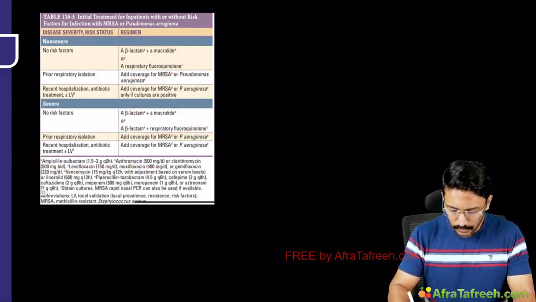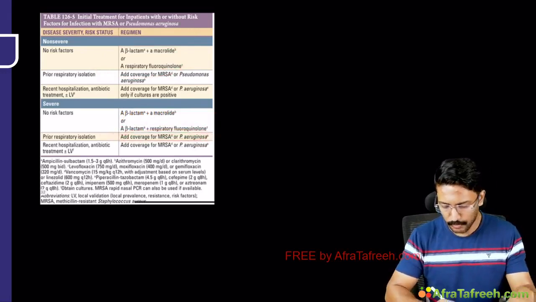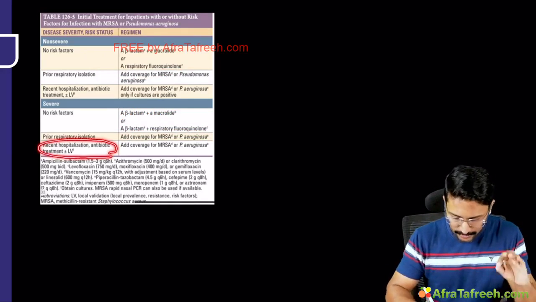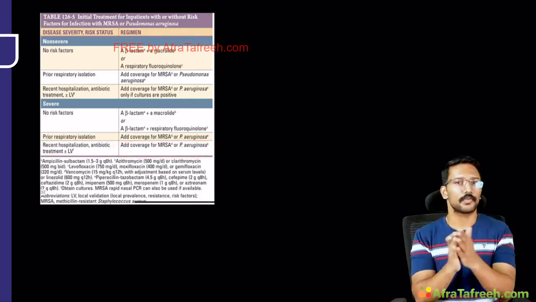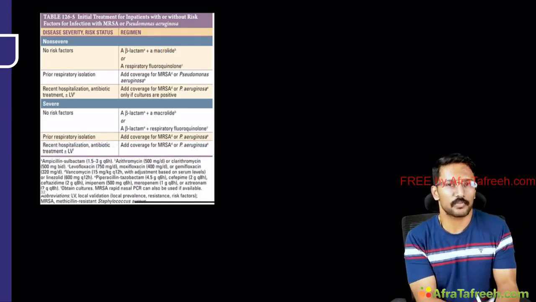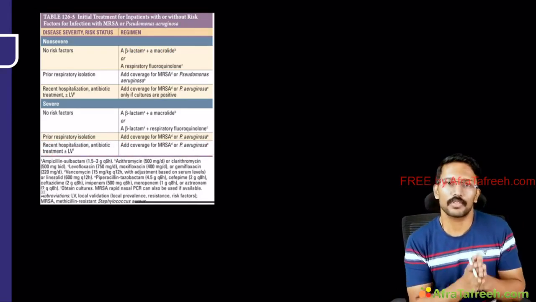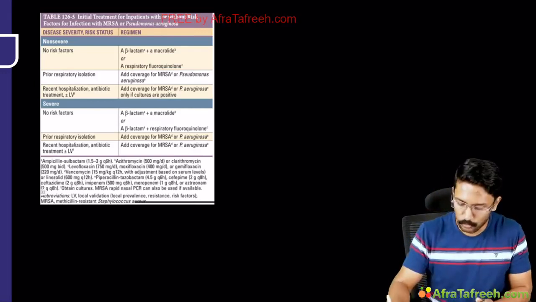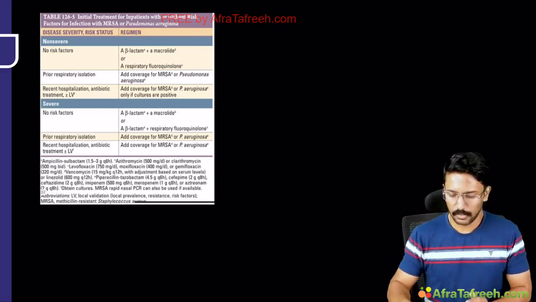But if there is prior respiratory isolation, again the approach is similar, you are adding coverage for MRSA or Pseudomonas. But if there is recent hospitalization or antibiotic exposure, here you are not waiting for culture. That's the main difference between severe versus non-severe. If it is non-severe and there is recent hospitalization or recent antibiotic use, you wait for the culture to start MRSA and anti-Pseudomonal coverage. In severe pneumonia, you are straight away adding both of those coverages. This is our approach to severe pneumonia.